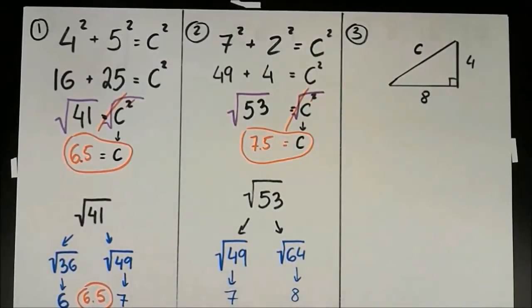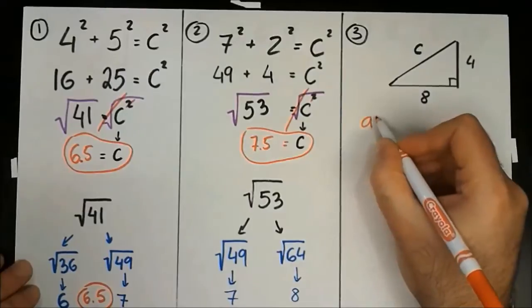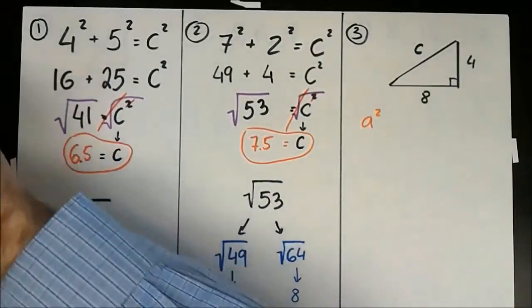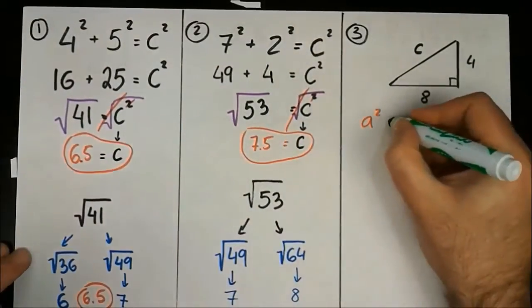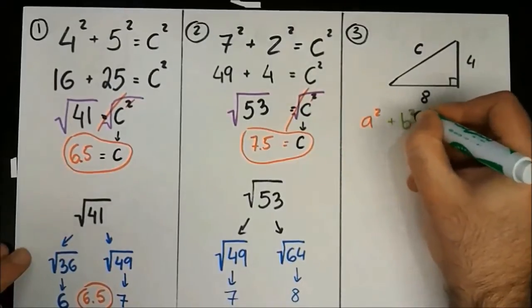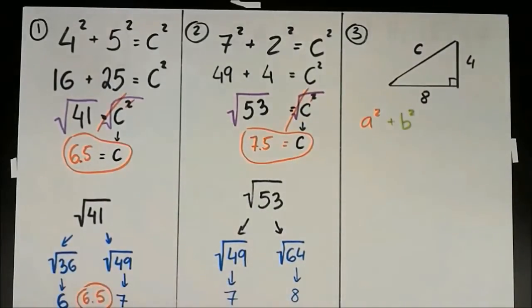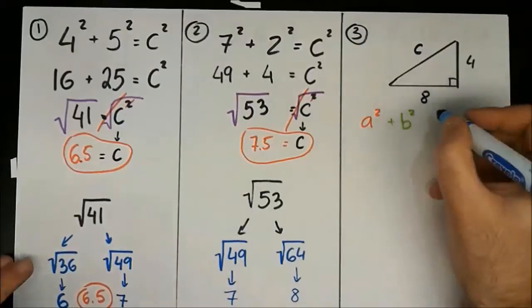Alright, for number 3, you were supposed to find the missing side, just like before, but they haven't plugged the numbers into the Pythagorean Theorem. So you have to first start with the Pythagorean Theorem. So what is the Pythagorean Theorem? A squared plus b squared equals c squared.